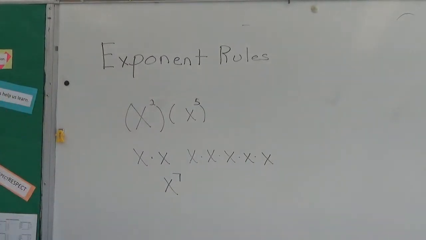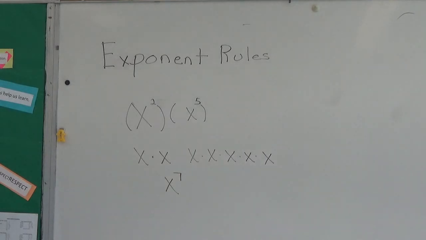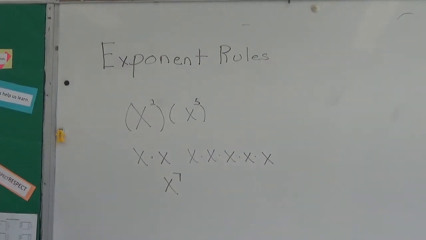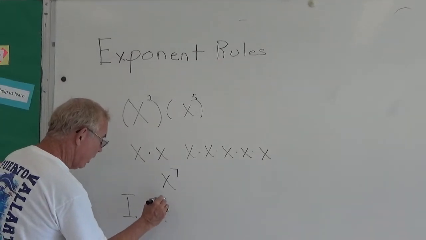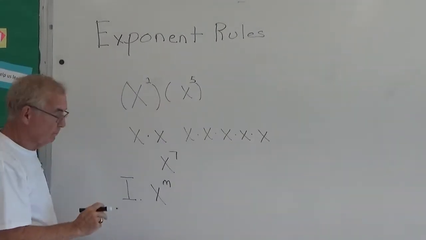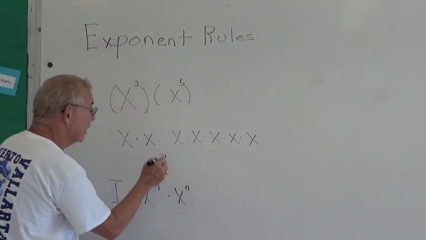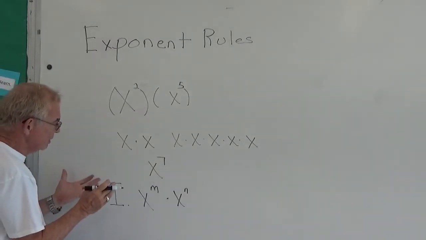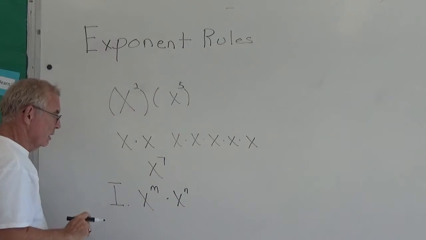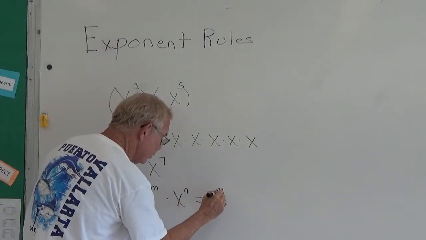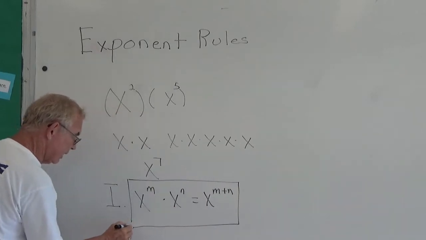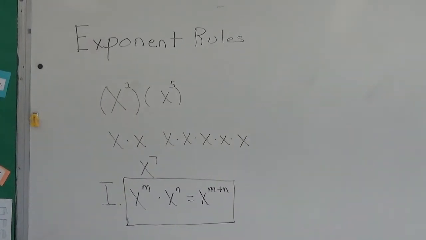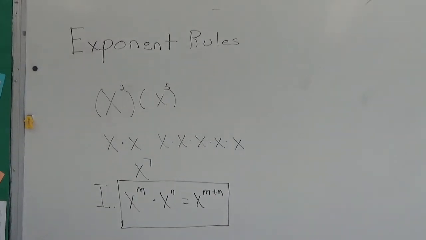Now look at the problem. How do we get that? Hopefully somebody will deduce you added the 2 and the 5, and you got 7. And that's exactly right. So our first rule on exponents, Roman numeral I: x to the m power, where m was 2, times x to the n power, where n was 5. What do we decide you do? You add the two exponents. So the rule states you add the exponents. Rule one: if you ever forget it, you can derive it on your own.